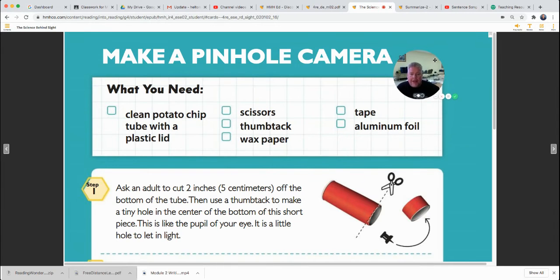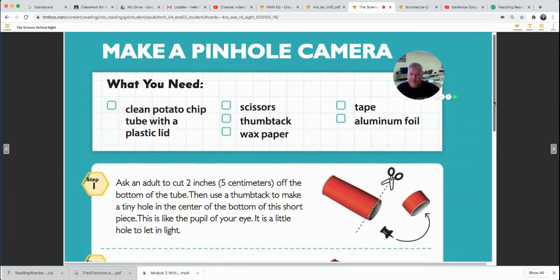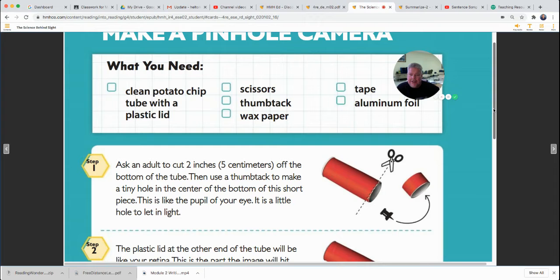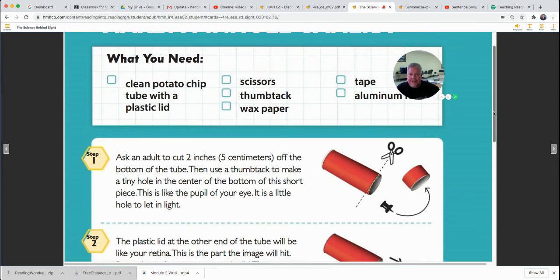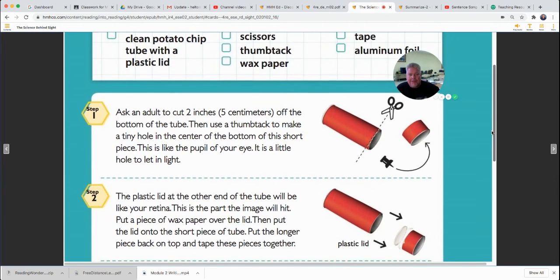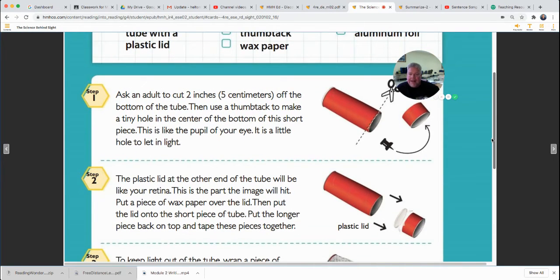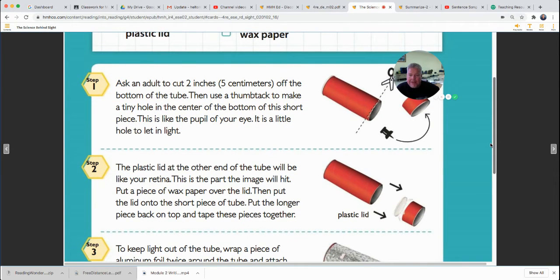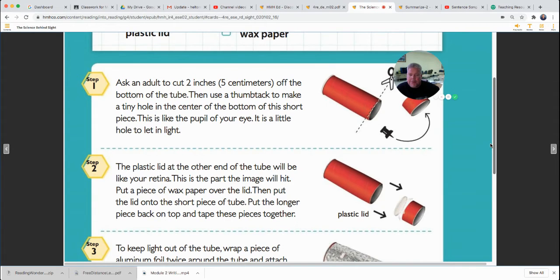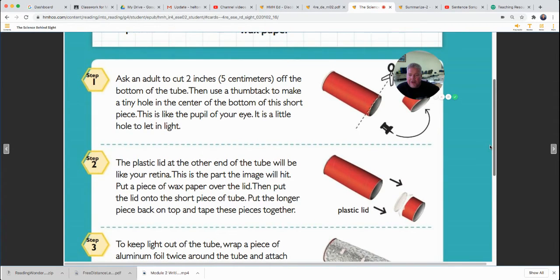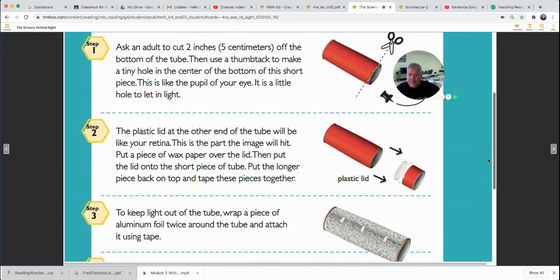Make a pinhole camera. Here's a little project you can do if you want to try it. You need a clean potato chip tube, like Pringles, with a plastic lid, scissors, a thumbtack, wax paper, tape, and aluminum foil. Ask an adult to cut 2 inches off the bottom of the tube, then use a thumbtack to make a tiny hole in the center of the bottom of this short piece, like it's the pupil of your eye. It's a little hole to let light in. The plastic lid at the other end of the tube will be like your retina. This is the part the image will hit.